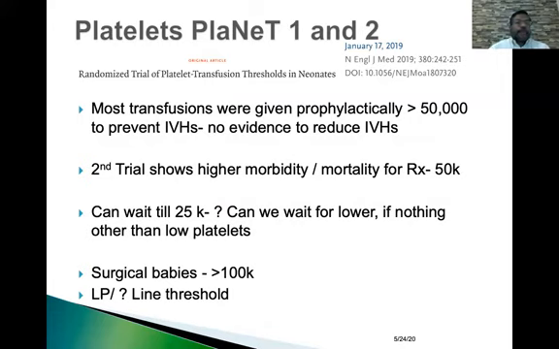But that extrapolates to the next question. Can we actually wait for the platelets to fall to 25,000 and see what happens if the baby is completely normal and stable? It is quite difficult in clinical practice to hold your nerve and not do anything if the platelets have dropped to 25,000. Surgical babies clearly need a little bit more platelets for surgery, and for lumbar puncture and line insertion. Although they have not mentioned a threshold, it is reasonable to have a fairly high platelet count before we do all these.